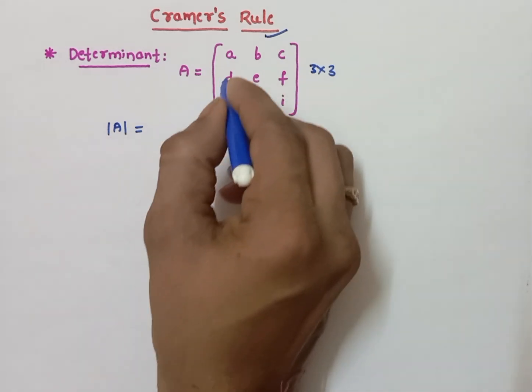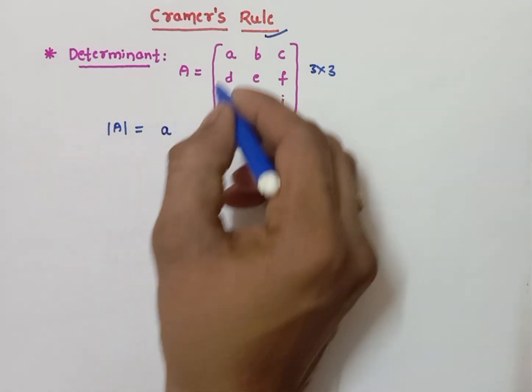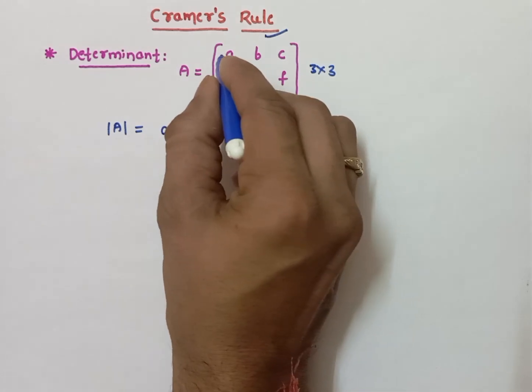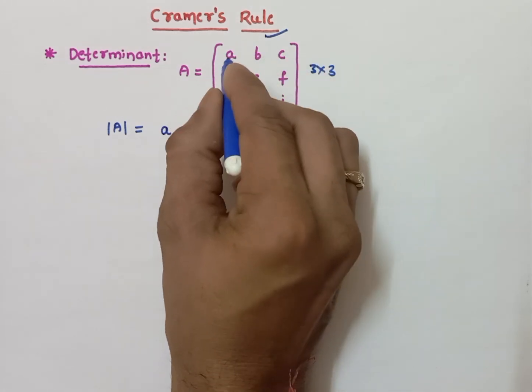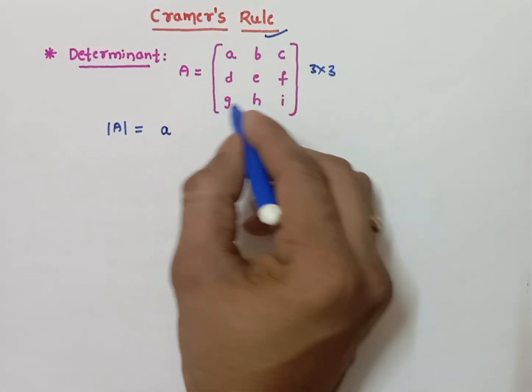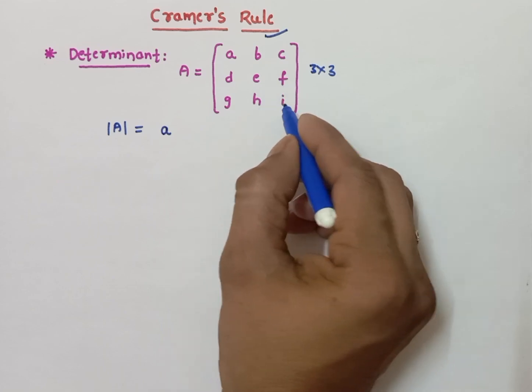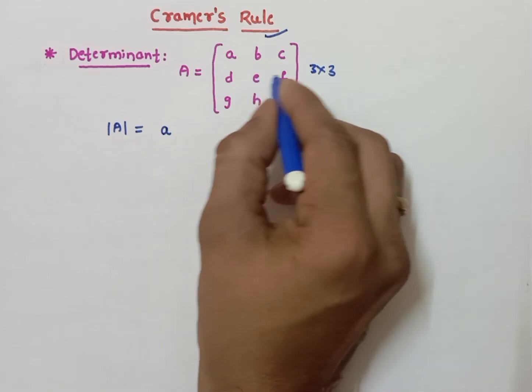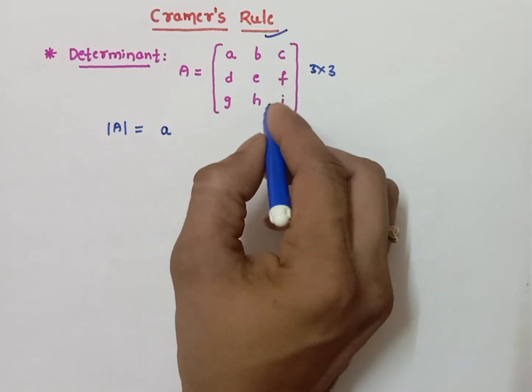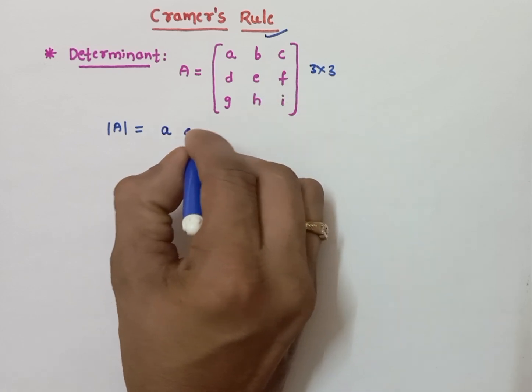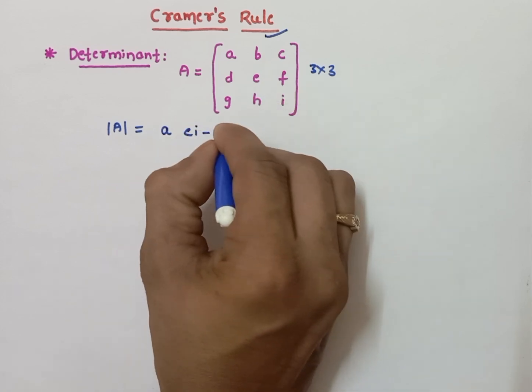So let us take the determinant. First we'll take A here. If you take A, delete the respective row and column, and we are left with E, F, H, I. For a 2 by 2 matrix A, B, C, D, we take AD minus BC. So here I'm taking EI minus FH.